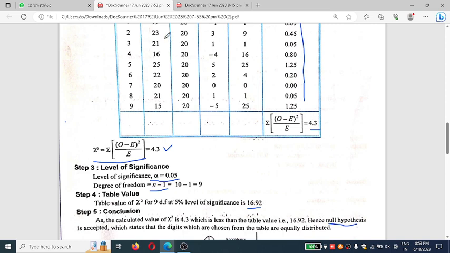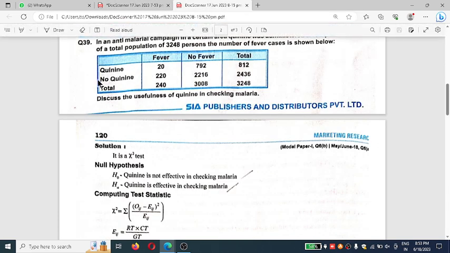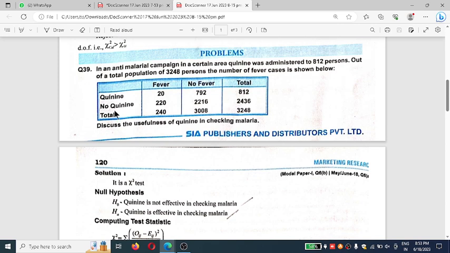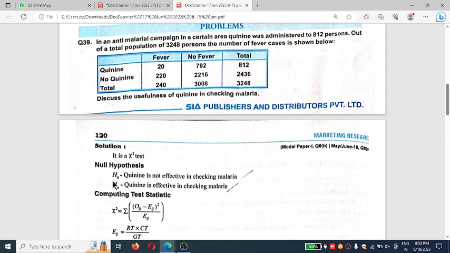This is the answer. Again, see here, this is another type of problem, where you have row wise and column wise. For this, students, first, H naught is nothing but the null hypothesis and H1 is nothing but the alternative hypothesis.